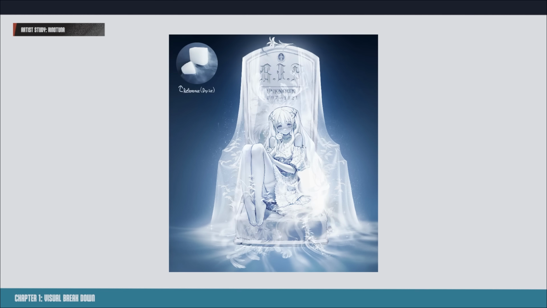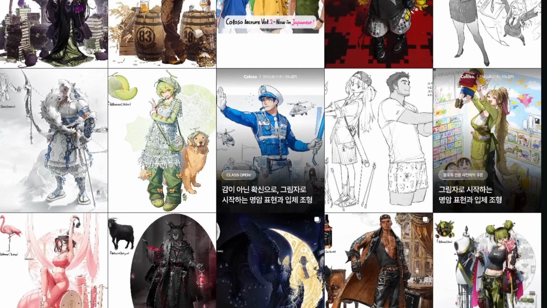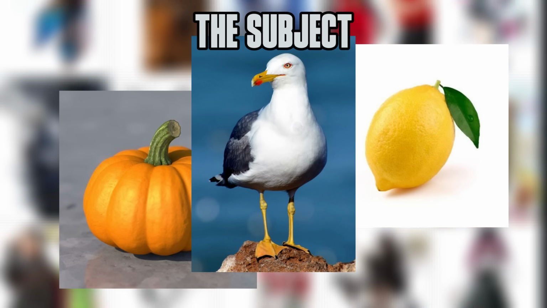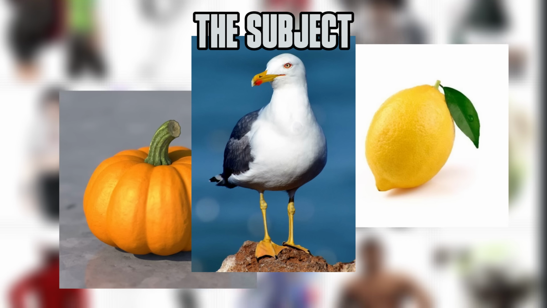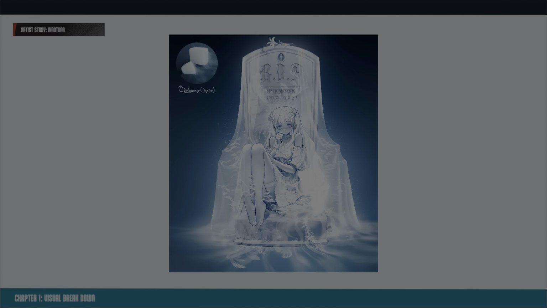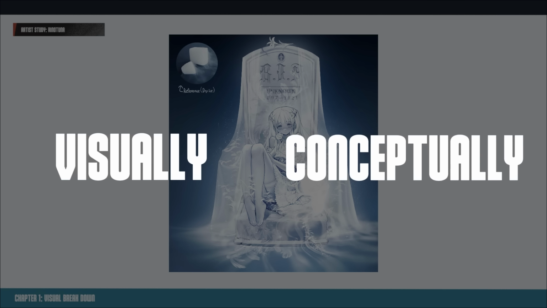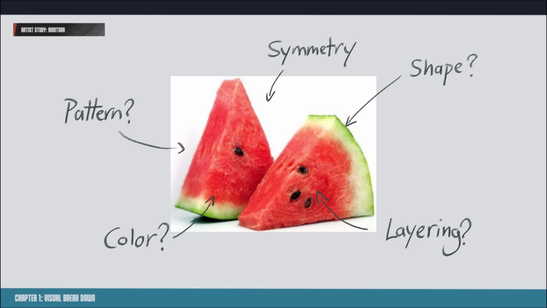Before we get to drawing, we must first understand how he dissects his subjects. All of Rinotuna's designs are centered around the subject he's analyzing. This is all speculation on my part, but from his designs you can tell that he looks at the object in two different ways, either visually or conceptually. For the visual part, we have to break down the subject into its main elements.